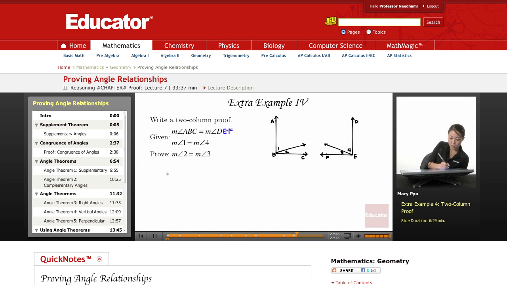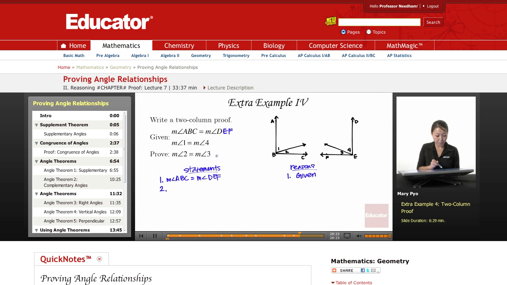Okay, so remember my column here is going to be statements. My column here is going to be reasons. So remember my first step is going to be the given statements. So measure of angle ABC equals measure of angle DEF. And then the reason for that is going to be given. Number 2.